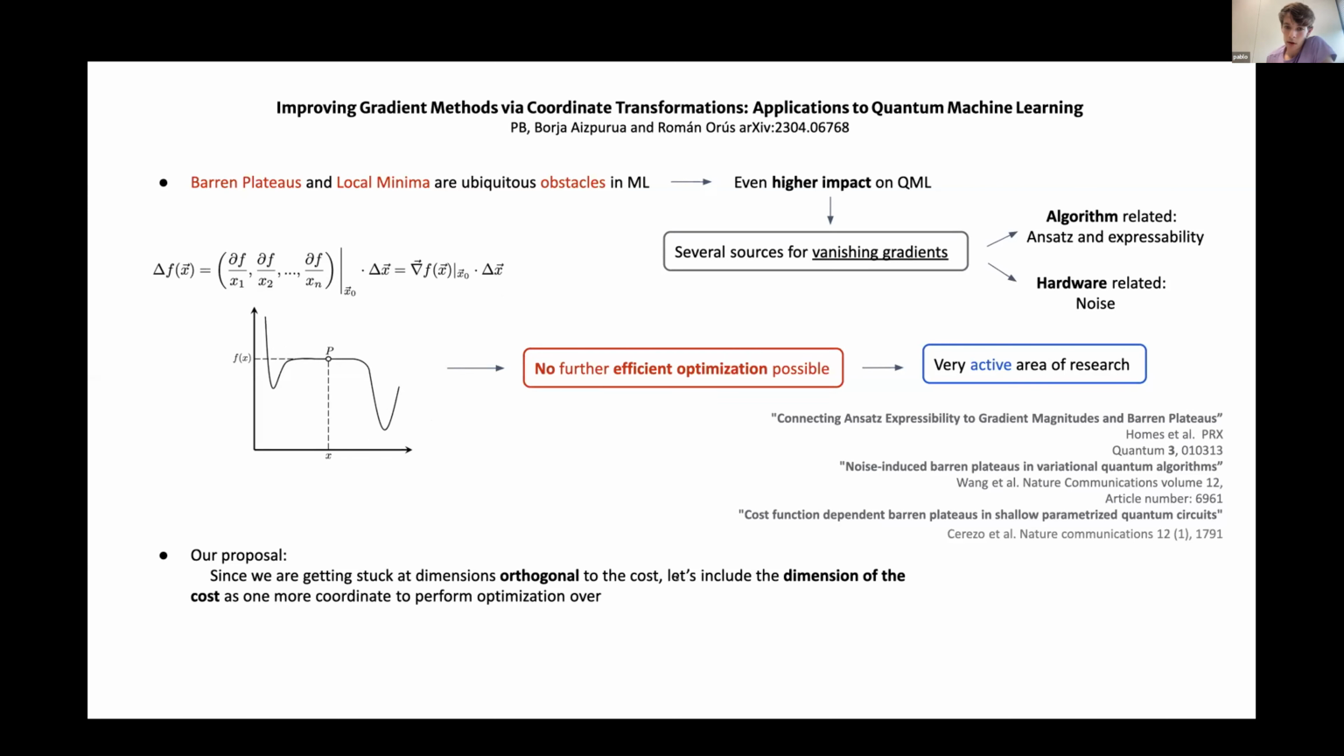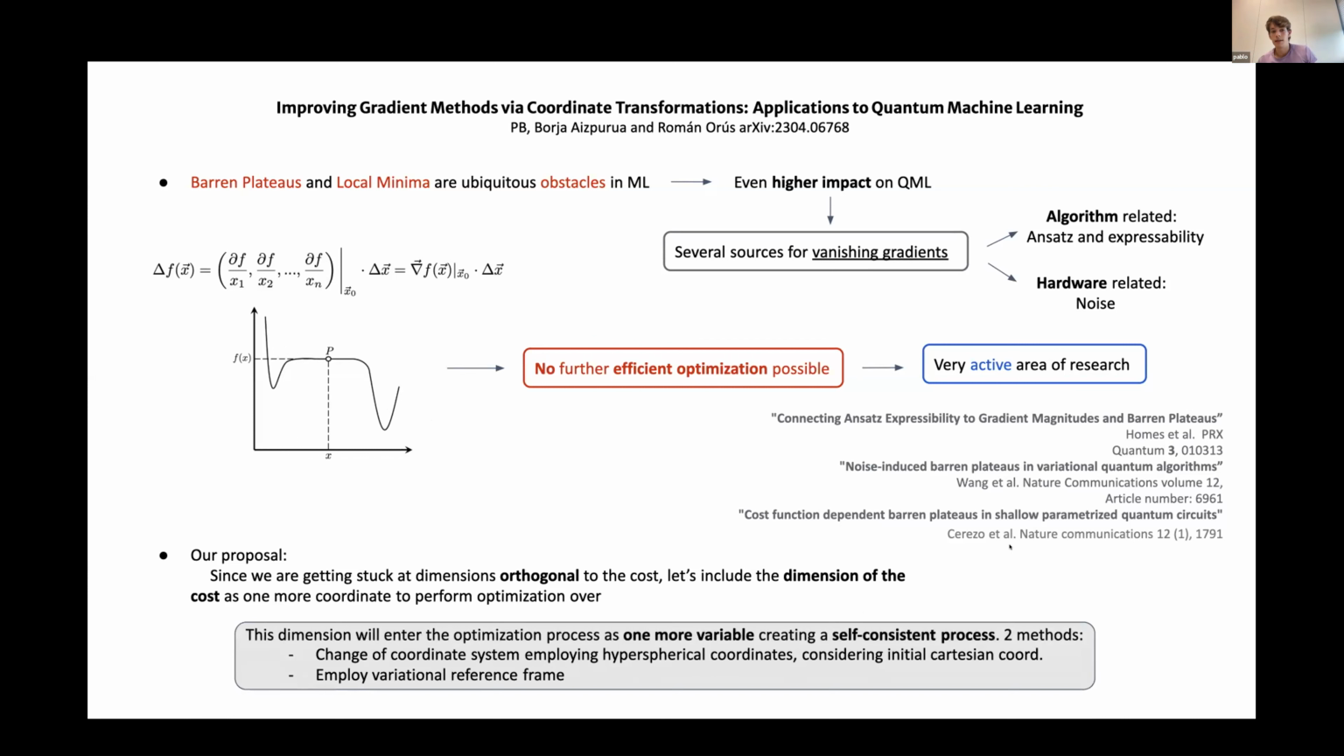So my claim was, let's include the dimension of the cost as one more coordinate to perform optimization over. This dimension, the cost function, will enter the optimization process as one more variable, and we will deal with the cost both as a variable and as the cost itself, creating a sort of self-consistent process.